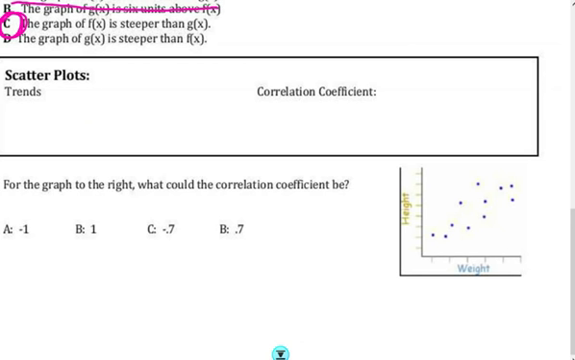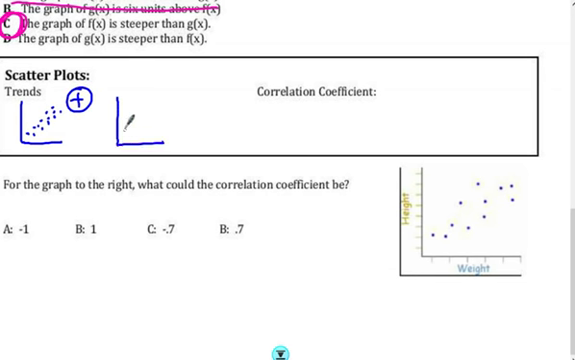Alright, correlation, scatter plots. So we do need to talk about a couple things here with our scatter plots. We have 3 types of trends, if you remember. One of them is going to be if we have a positive trend. It's going to look something like this. If all of our points are moving generally in the positive direction, this is positive.